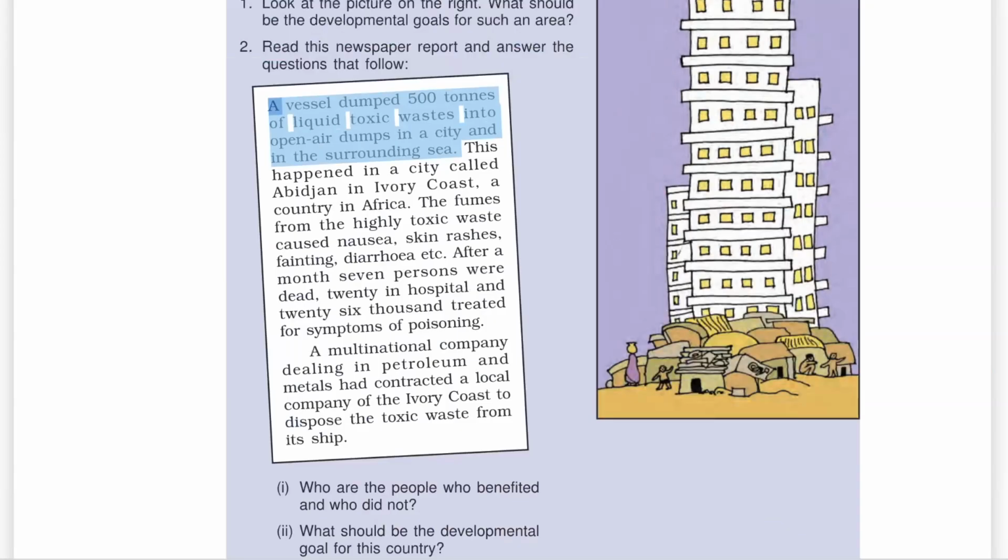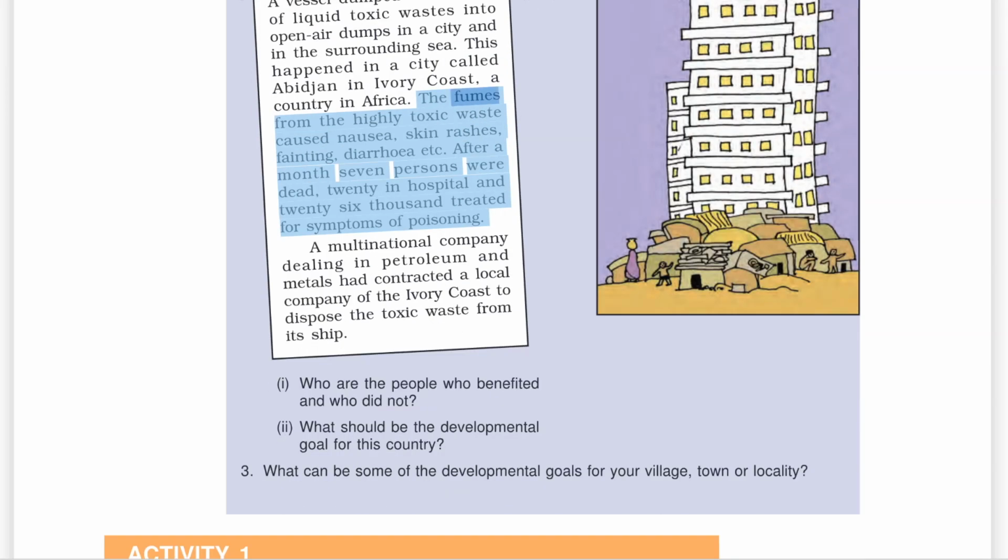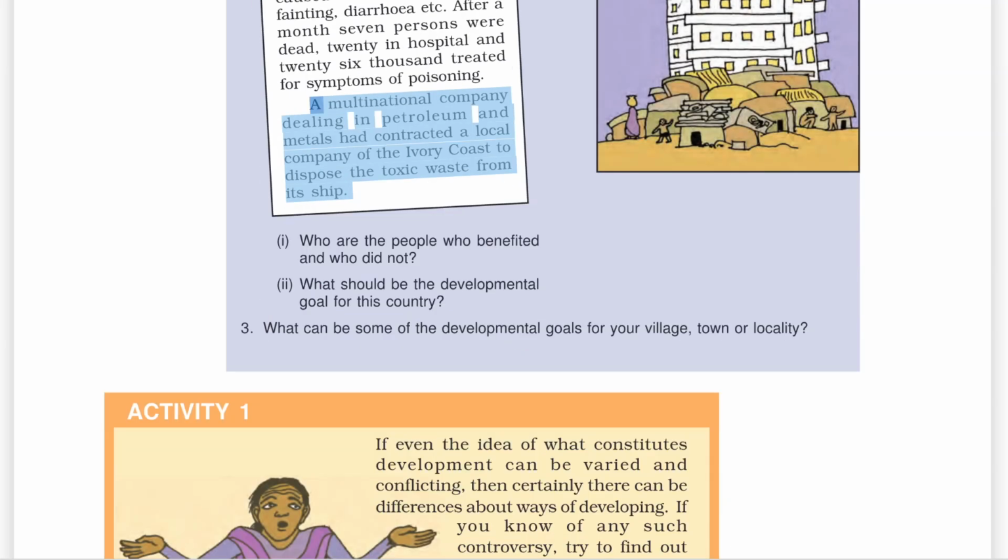Activity 1. A vessel dumped 500 tons of liquid toxic wastes into open-air dumps in a city and in the surrounding sea. This happened in a city called Abidjan in Ivory Coast, a country in Africa. The fumes from the highly toxic waste caused nausea, skin rashes, fainting, diarrhea, etc. After a month, 7 persons were dead, 20 in hospital, and 26,000 treated for symptoms of poisoning. A multinational company dealing in petroleum and metals had contracted a local company of the Ivory Coast to dispose the toxic waste from its ship.